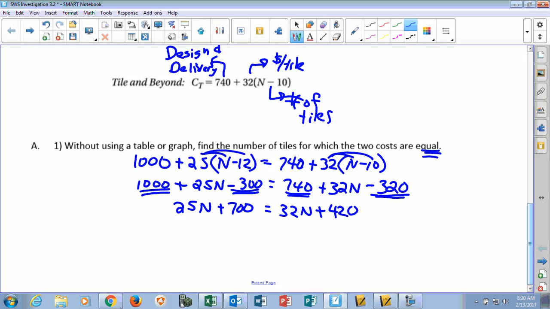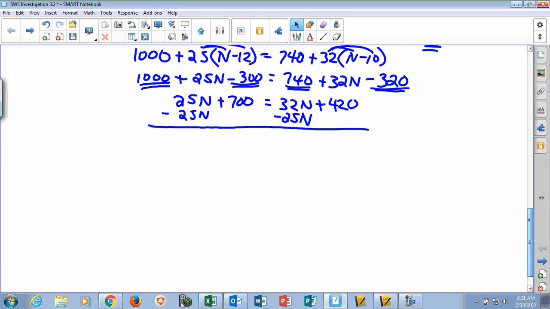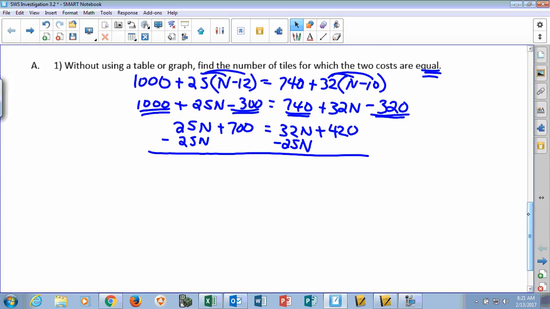Okay, now I got it down to a more manageable equation, right? The trick I always told you was move the variable with a smaller number in front, right? Which one is that? 25n. So we're going to subtract 25n from both sides, because remember, what you do to the left side, you have to do to the right side. There we go. All right, so this cancels out to 0, and I'm left with 700 on the left side.